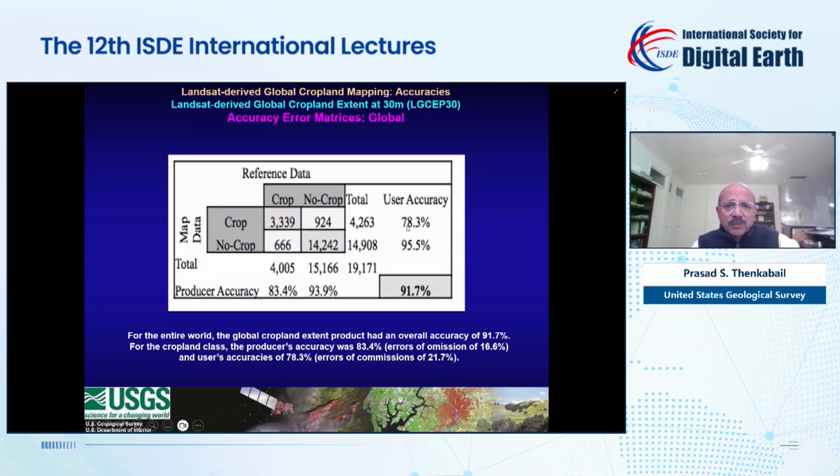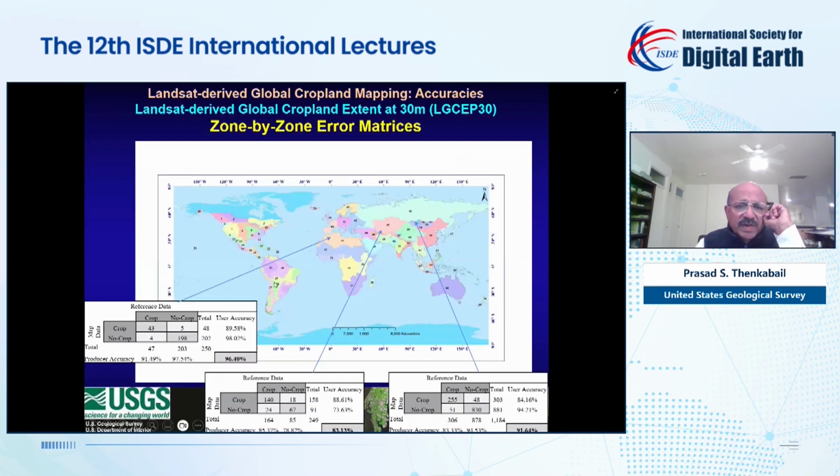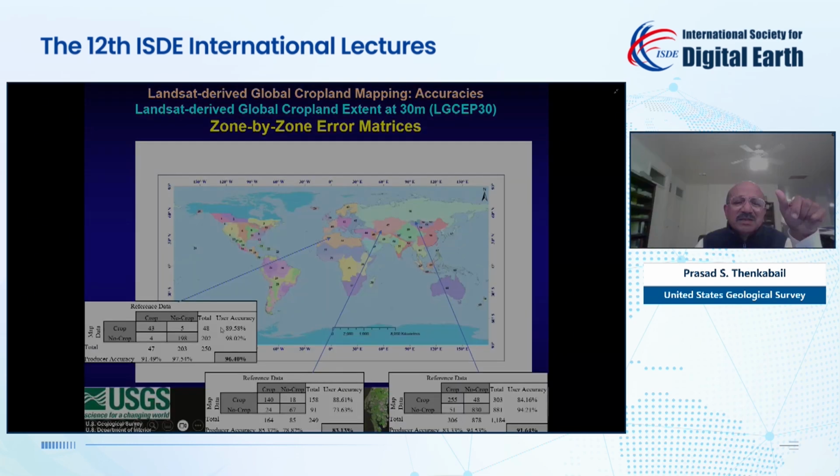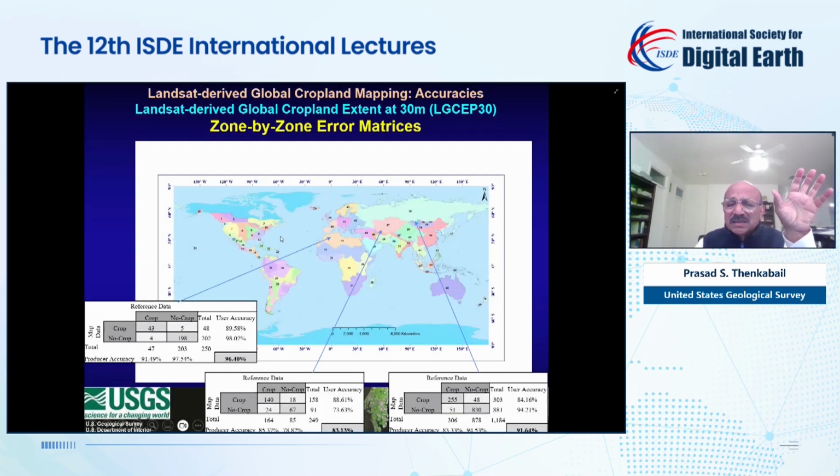So for each one of the zones, some zones have very high accuracy. For example, in this zone in North Africa, we miss only about 9% of cropland, and even non-cropland coming into cropland is about 10%. So it's quite accurate. So you can see some zones are very accurate, some zones have a little higher uncertainty.